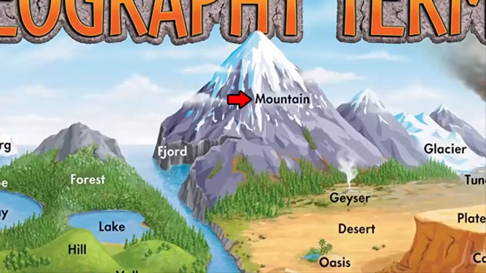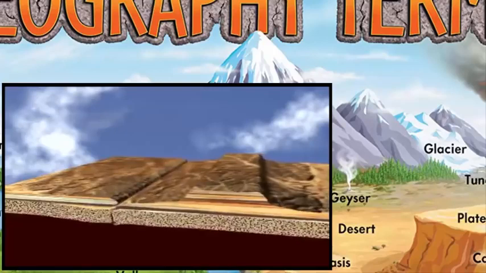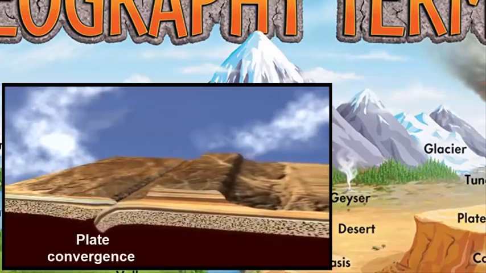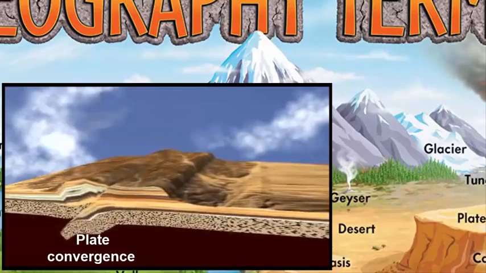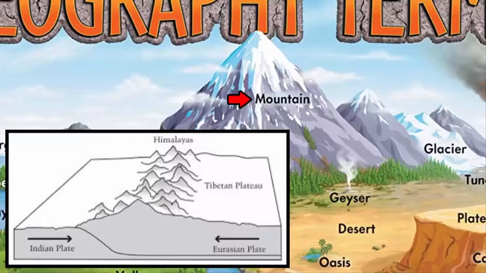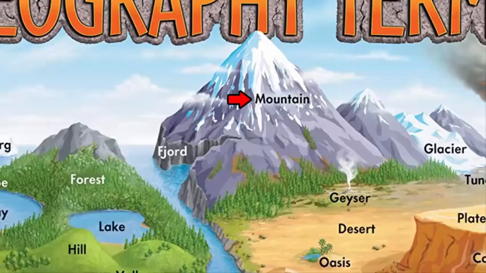If you look at a mountain, they are formed due to the movements of tectonic plates. They are formed by slow but gigantic movement of the Earth's crust. This is called plate convergence. When two continental plates collide, it pushes the rocks upward, and that forms a mountain range. A good example is the Himalayan mountain range. They were formed as a result of the collision between the Indian plate and the Eurasian plate, which began 50 million years ago, and it still continues today. So this is how the mountains are formed.